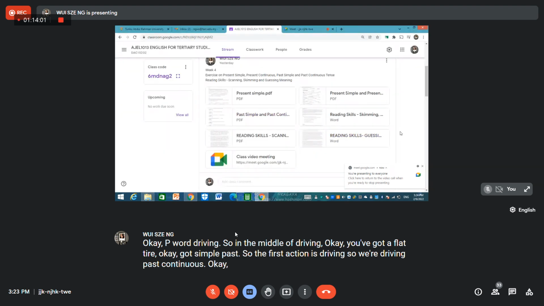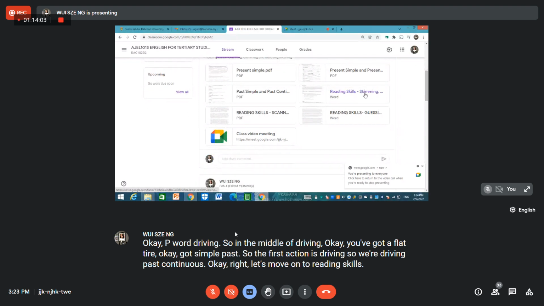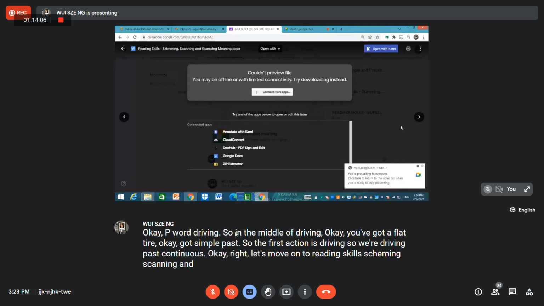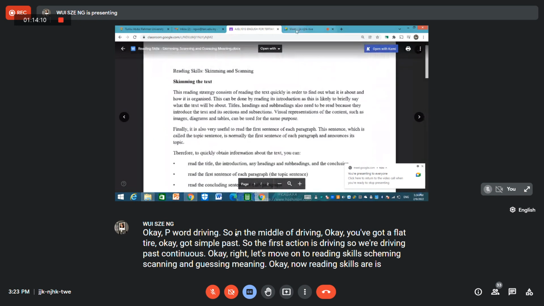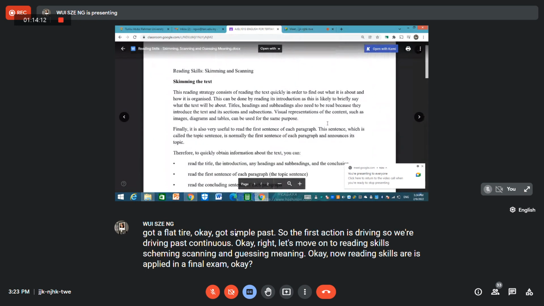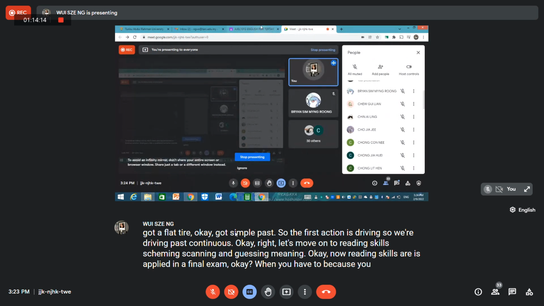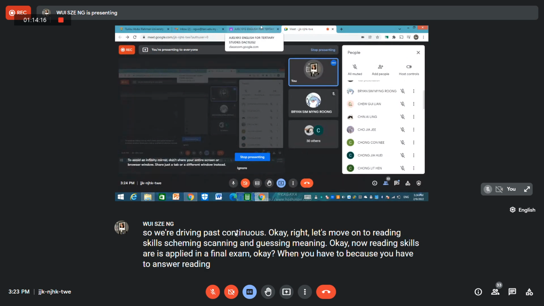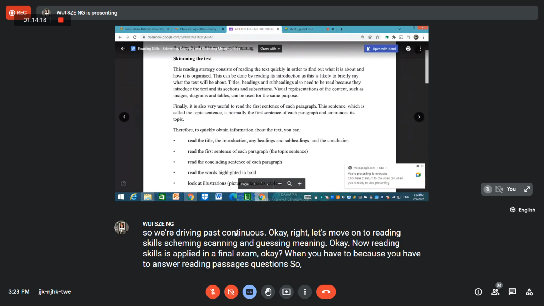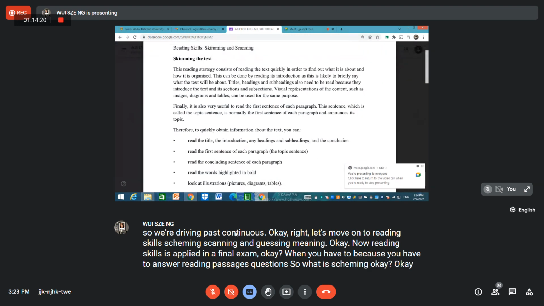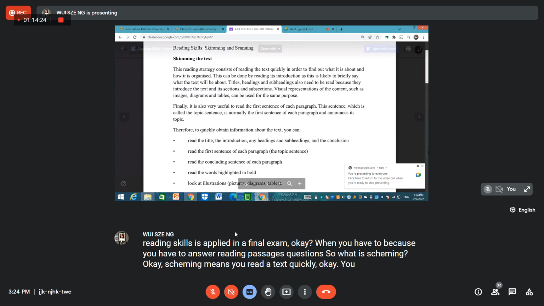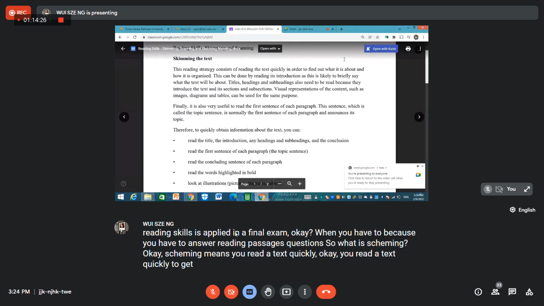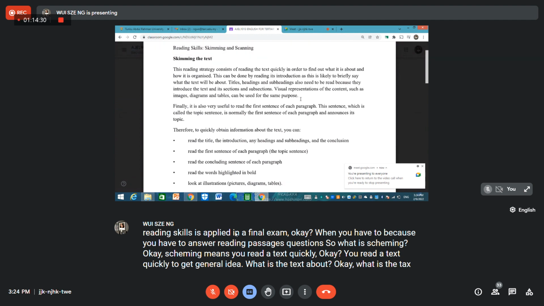Right. Let's move on to reading skills: skimming, scanning, and guessing meaning. Now reading skills are applied in the final exam, because you have to answer reading passage questions. So what is skimming? Skimming means you read a text quickly to get a general idea what the text or passage is about.